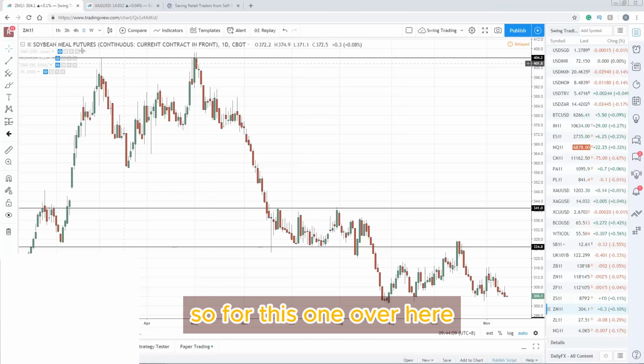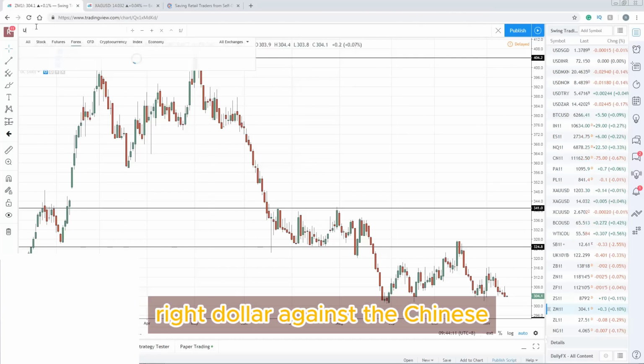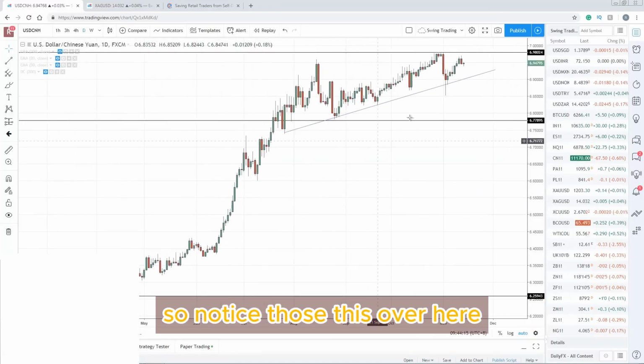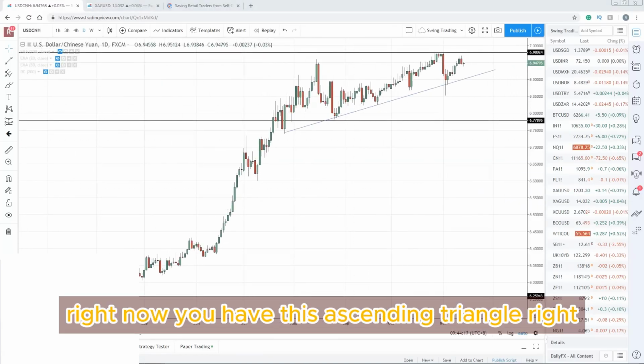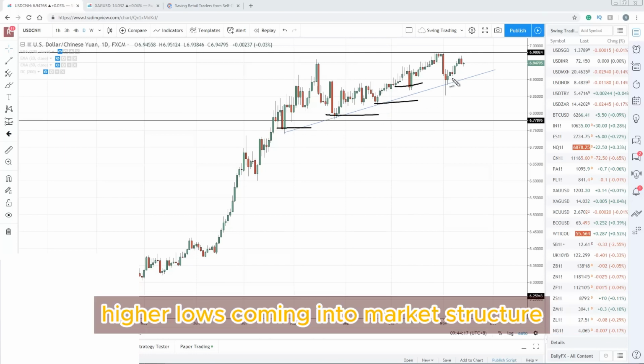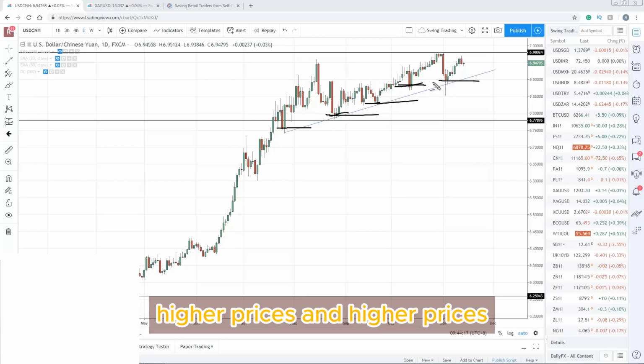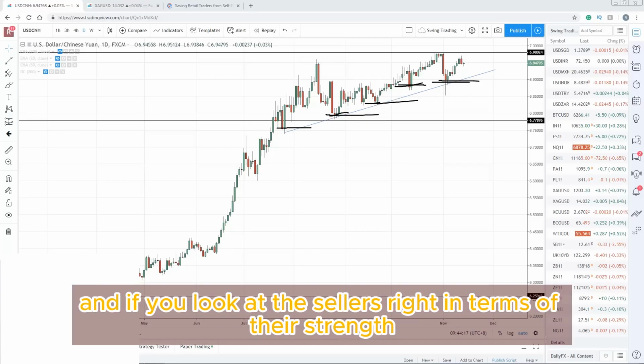So for this one over here, dollar against the Chinese yuan, pretty good example right now. Notice this over here. Right now you have this ascending triangle, higher lows coming into market structure. Buyers are willing to buy at these higher prices, higher prices, and higher prices. And if you look at the sellers in terms of their strength, they're getting weaker.